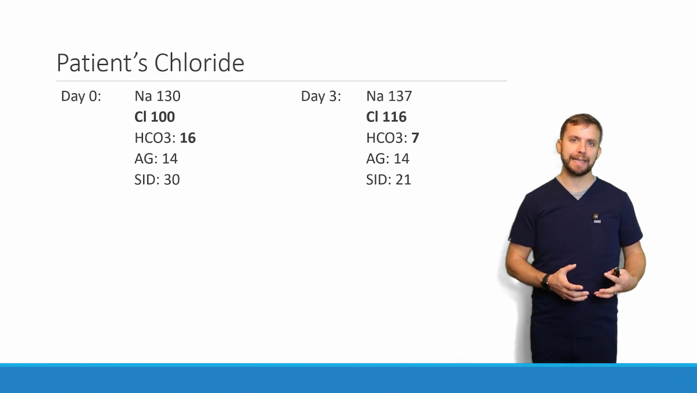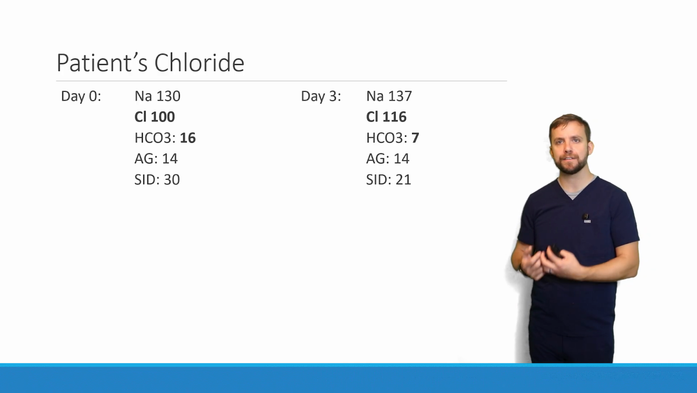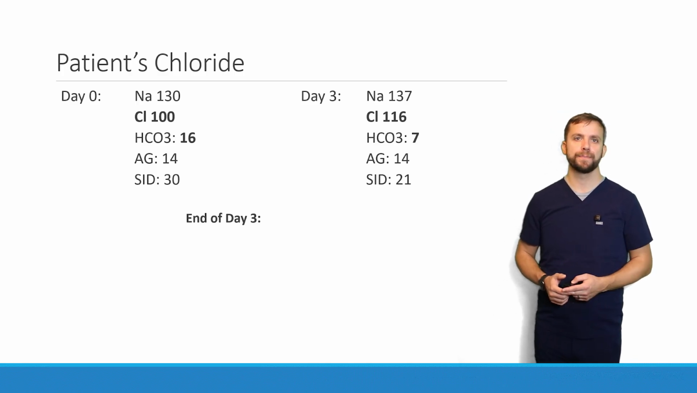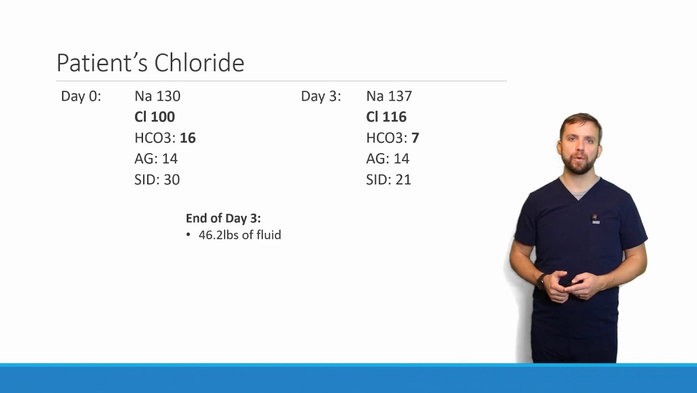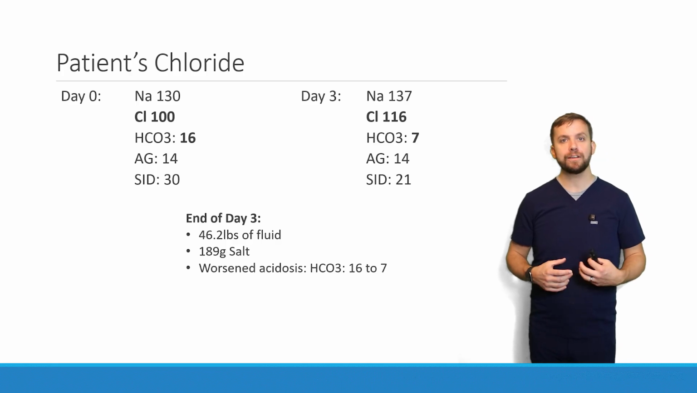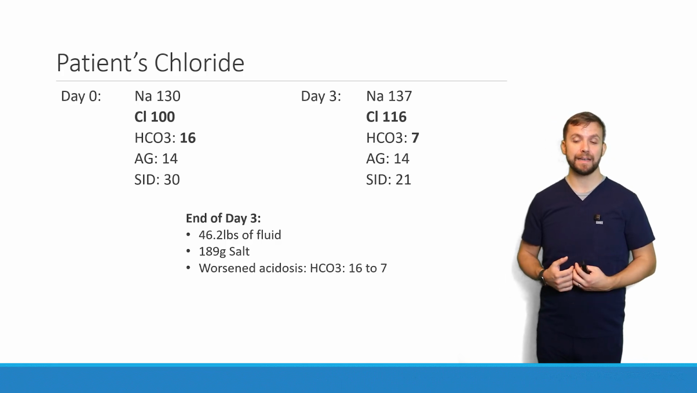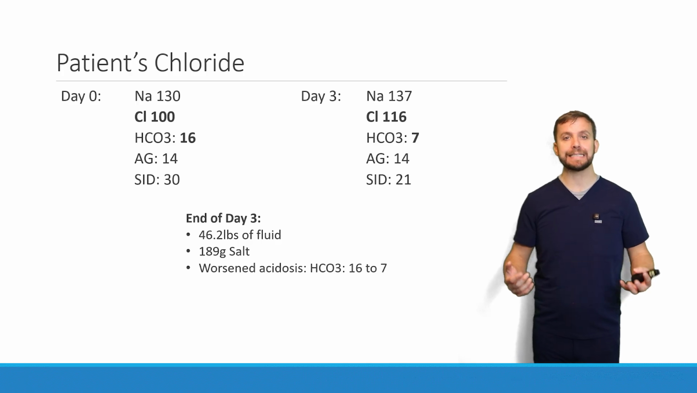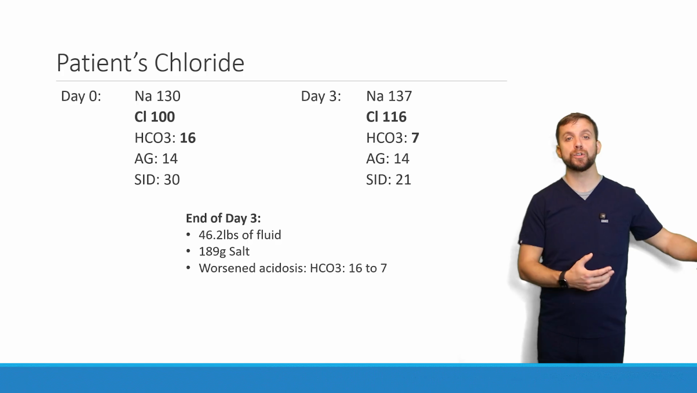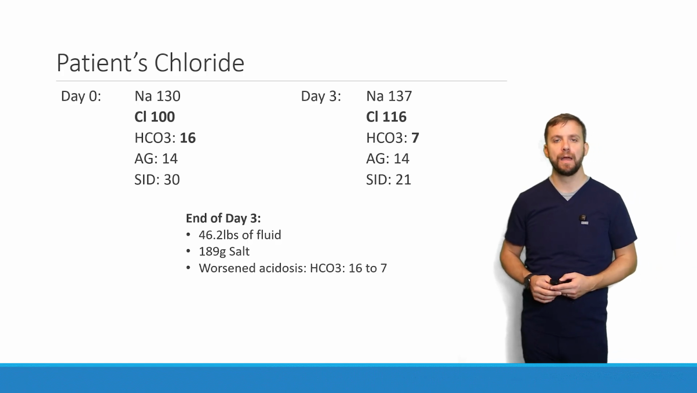So they had an anion gap metabolic acidosis, but they also had a severe non-anion gap metabolic acidosis from all the normal saline. At the end of day 3, they'd gotten 46 pounds of fluid, 189 grams of salt, and their bicarb had changed from 16 to 7. I don't think that we as a practice did anything to help this person. In fact, everything we were doing was making him worse and worse until we had to cannulate him for VV ECMO.